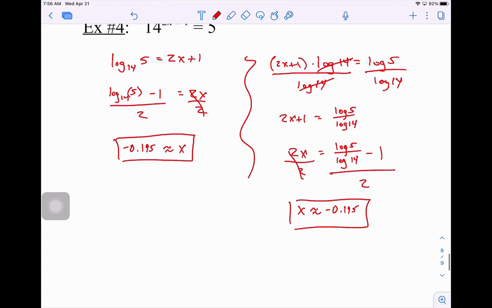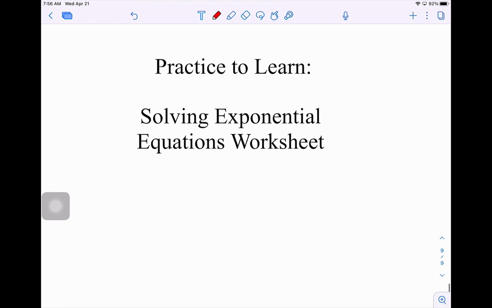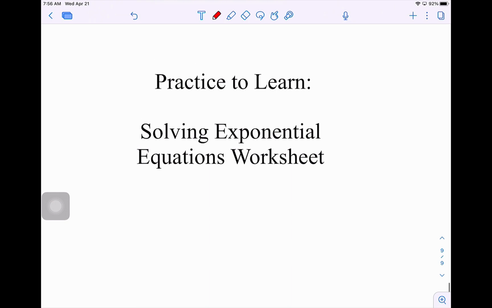Okay, so then what I'm going to give you is a solving exponential equations worksheet. And again, as always, answers are out on Canvas. I put those out there. It's going to give you a little bit of time here to work.